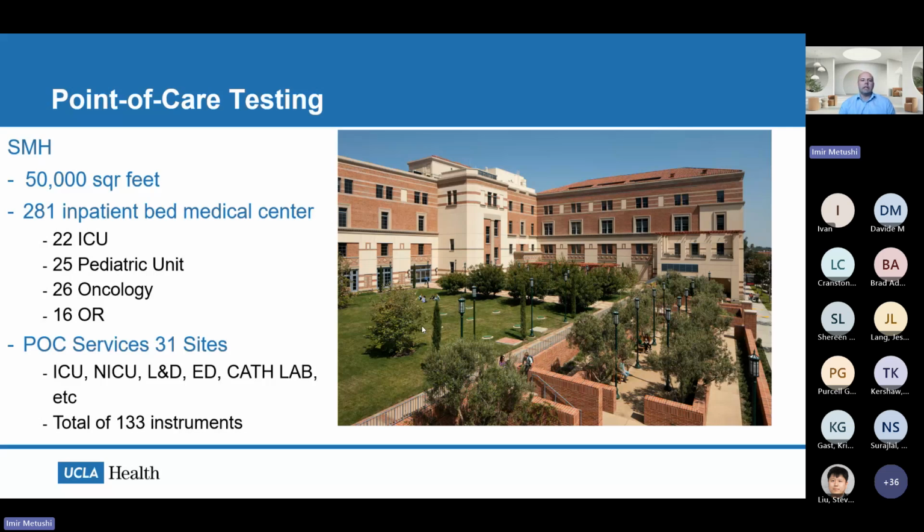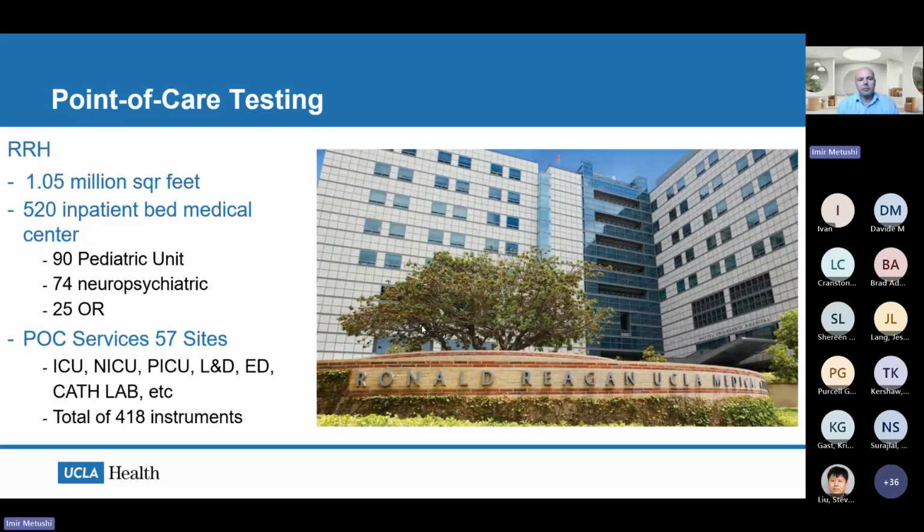So jumping to UCLA, this is our Santa Monica Hospital. It is a 281 inpatient bed medical center, and point of care testing services about 31 sites and has about 133 instruments. This is our bigger hospital, Ronald Reagan, and we have a 520 inpatient bed medical center, even more point of care sites with even more, 418 instruments that we support. So these are all sites that are hospital licensed sites or clinics.